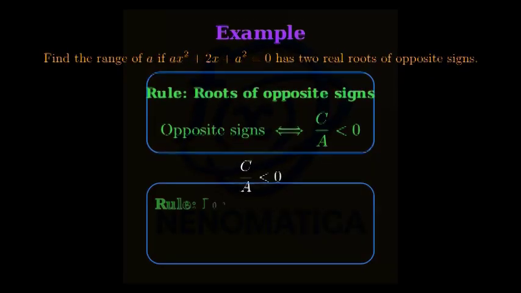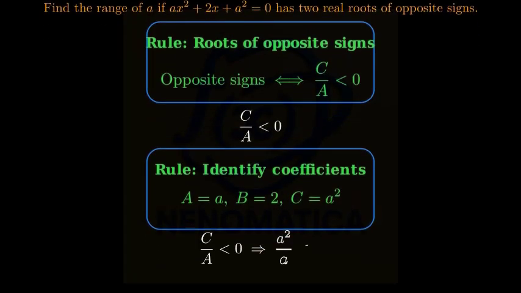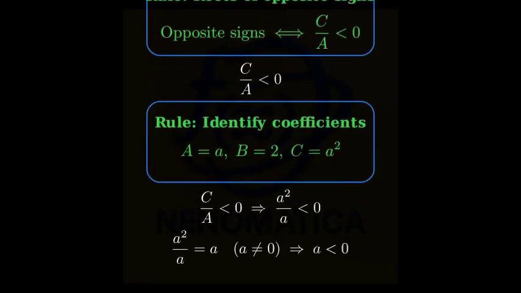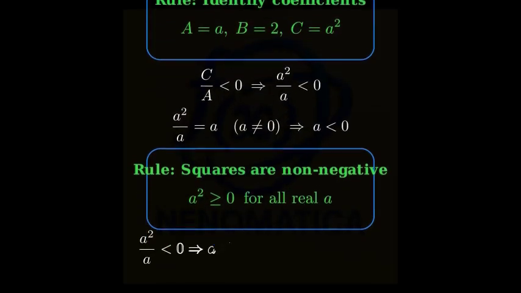Step 2. In our equation, capital A equals a and capital C equals a squared. Substitute into c over a is less than 0. That gives a squared over a is less than 0. Step 3. Since a squared is always non-negative, the fraction a squared over a can only be negative if the denominator is negative and it is not 0. So the inequality reduces to a less than 0.